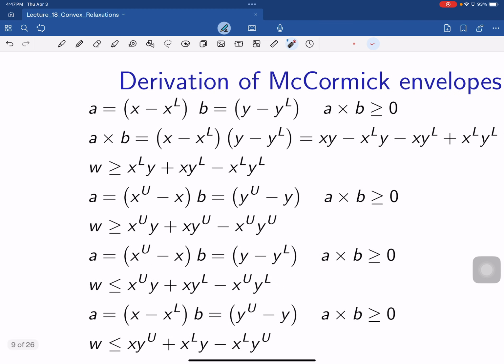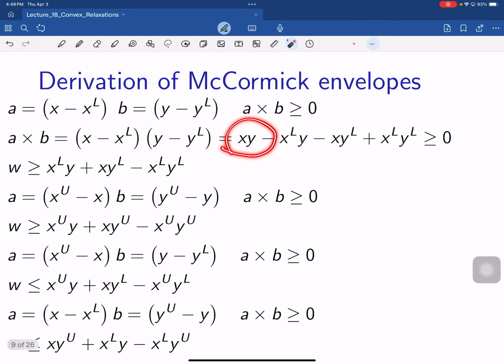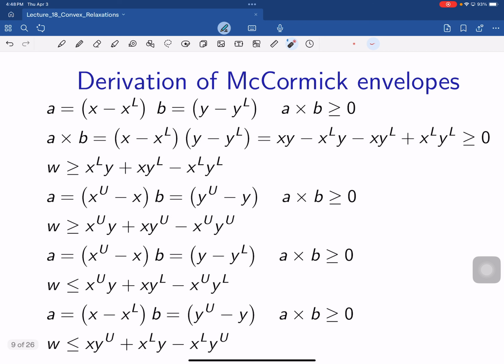So if you multiply A times B, what we get is the bilinear term x times y plus some linear terms of x and y and a constant term. So this actually gives you a linear underestimator of x times y. Okay, so this essentially gives you one of the convex envelope pieces.